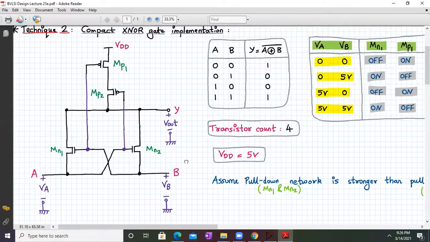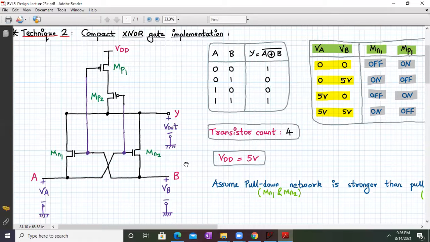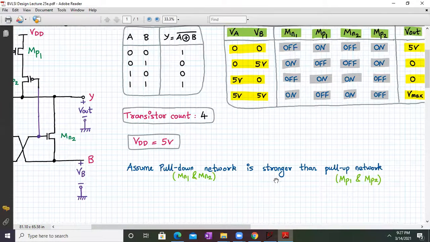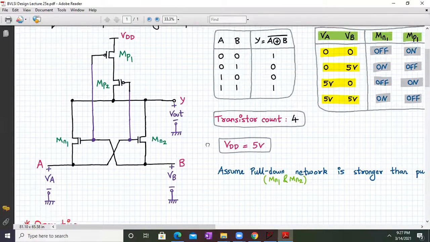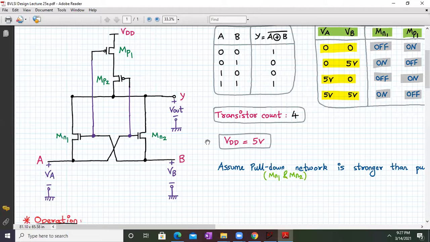Here we assume a stronger pull-down network, that is, MN1 and MN2 are stronger than the pull-up network consisting of MP1 and MP2. So that's one assumption which we are making. Okay, so let's directly dive into the working.